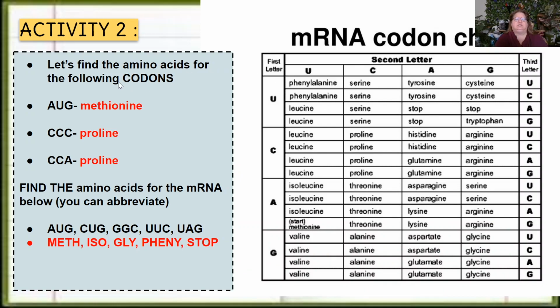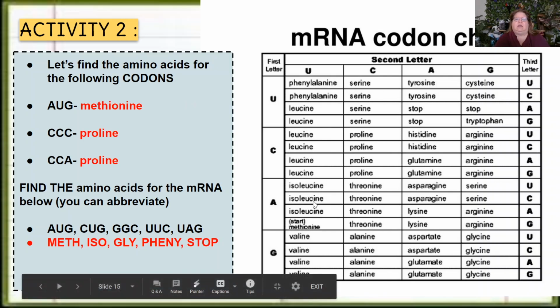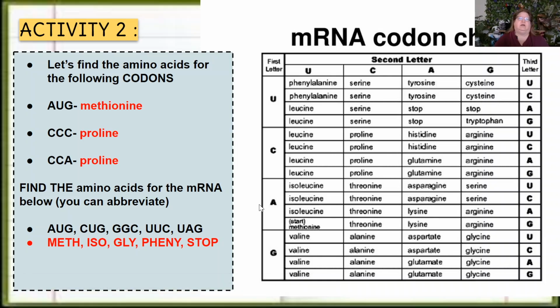We understood that the DNA codes for amino acids, and the codons would be three base pairs. And so you learned how to use the codon chart: methionine, proline, proline. These are all different amino acids. And how do we find them? We use our first letter, second letter, and third letter. So just as a quick reminder, that's what we learned the other day.